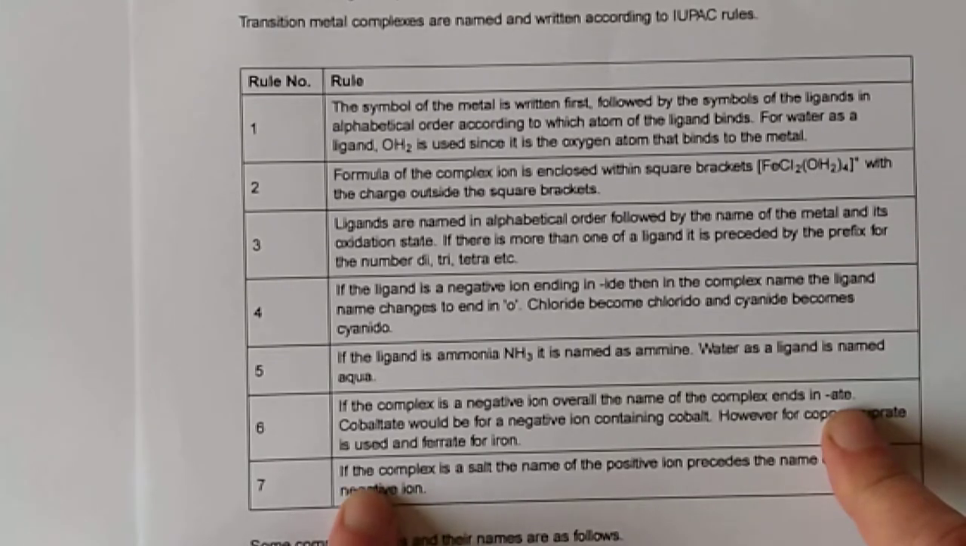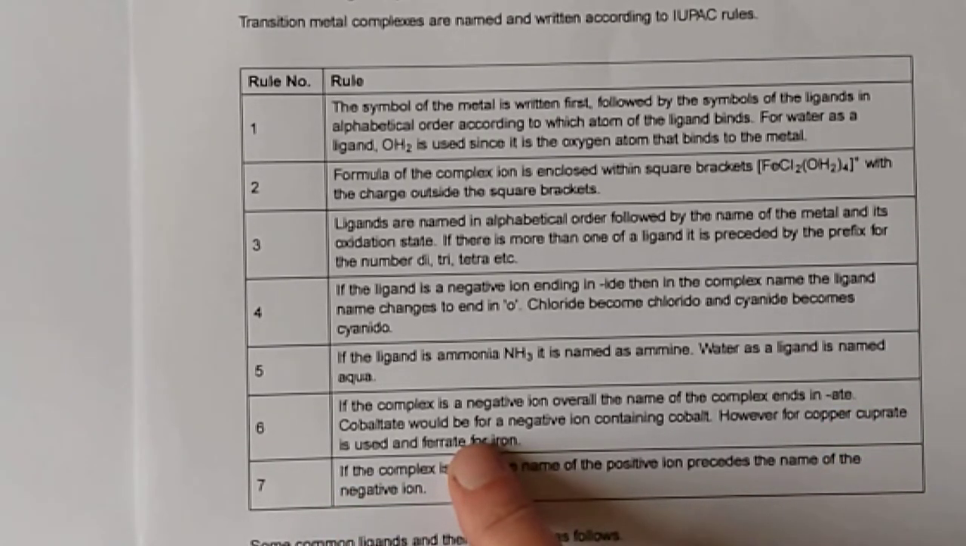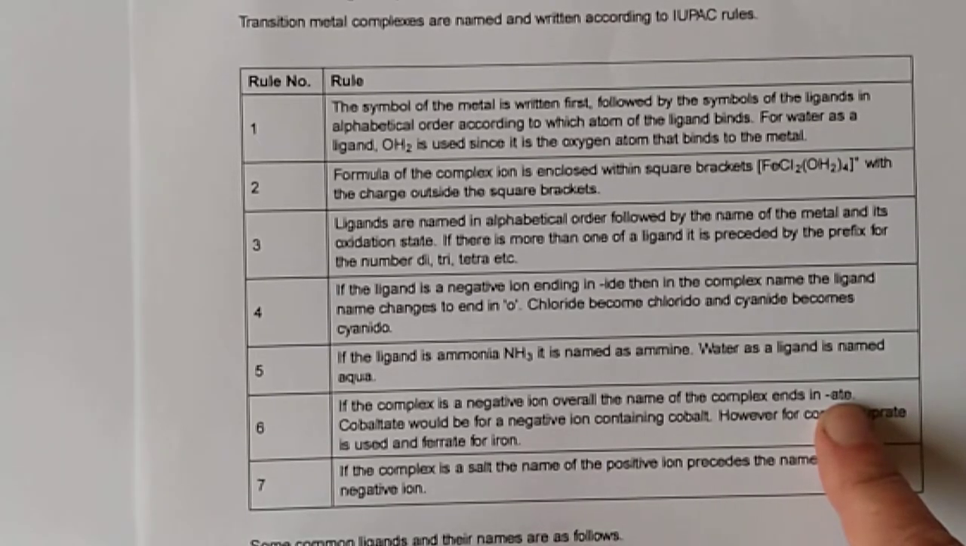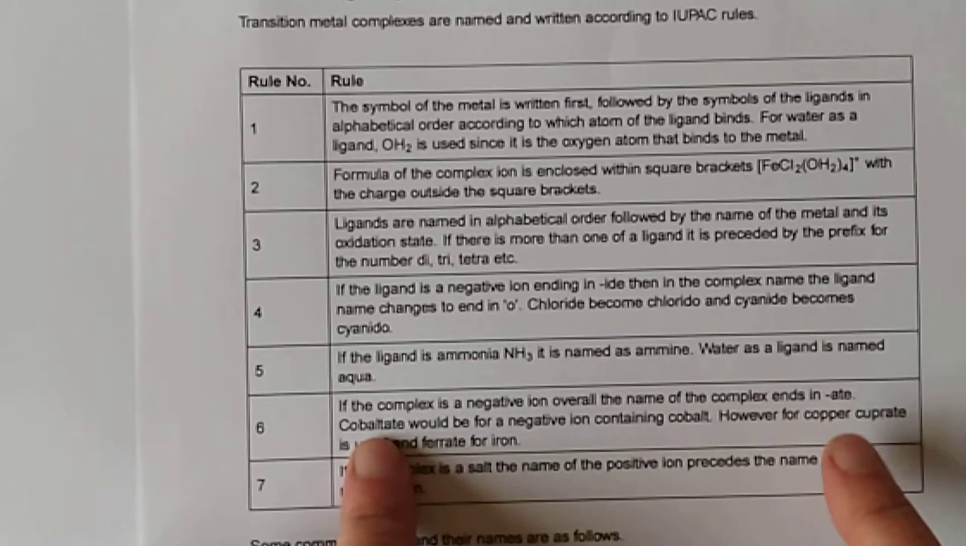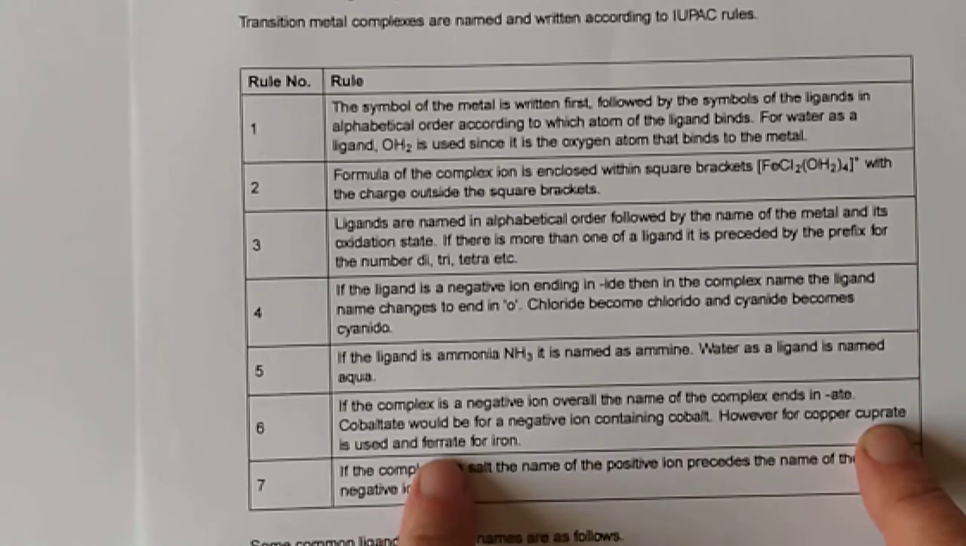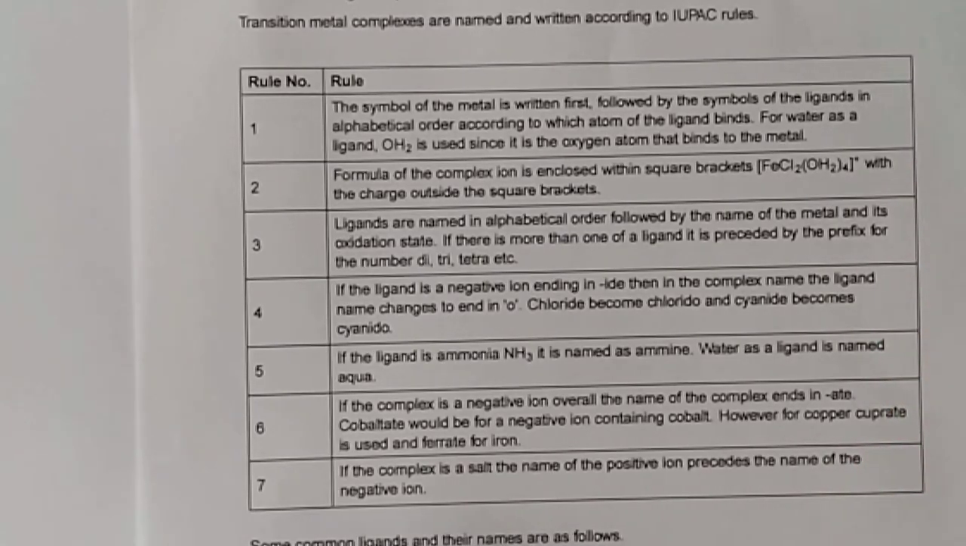Maybe it's easier to say: if the overall complex is negative, then you stick -ate at the end of it. So if you had a cobalt complex that was negative, we would actually call it cobaltate. Just to add fun and games to that, we don't turn copper into copperate. We use the Latin names, cuprate and ferrate for iron. This is all in the SQA rules as well, believe it or not. These guys at Scholar are not making this more difficult.